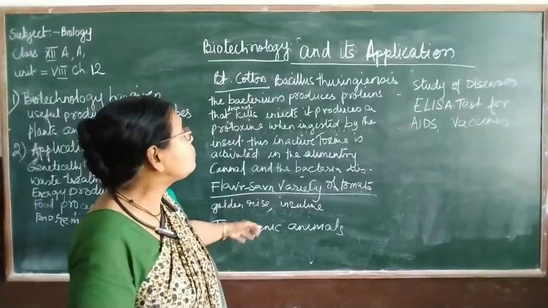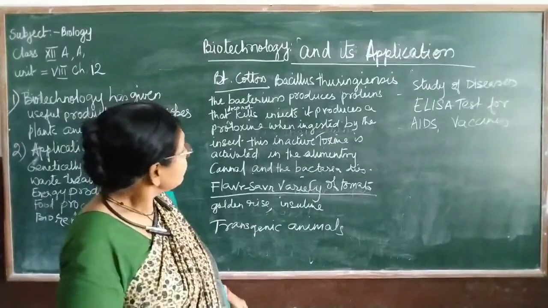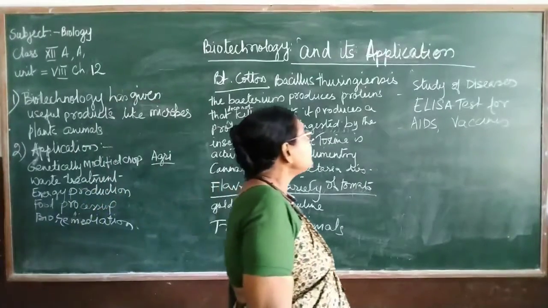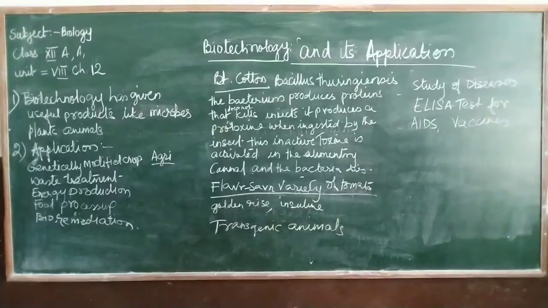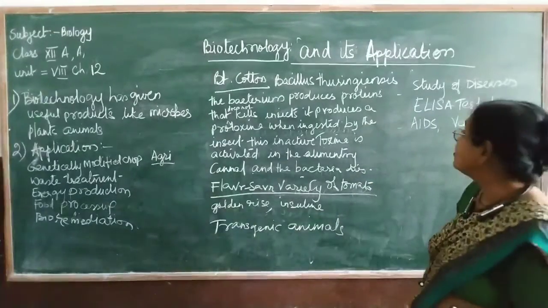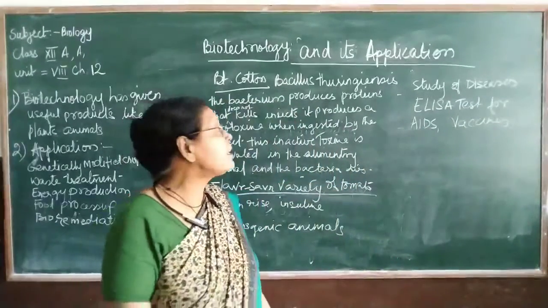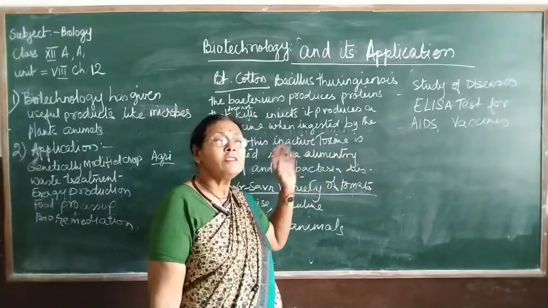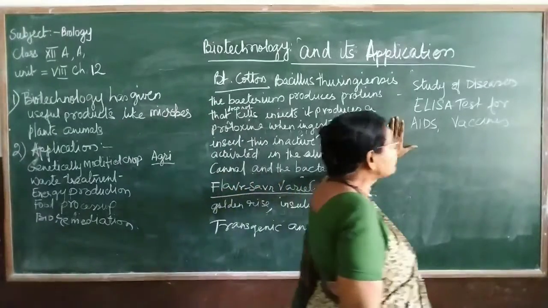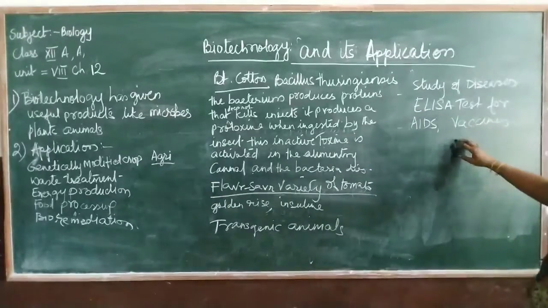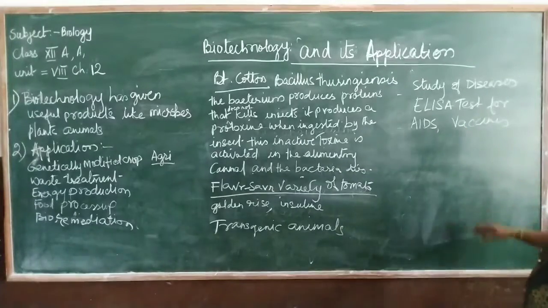So many varieties of animals are known as transgenic animals, which you will learn further. Then study of diseases. In the field of diseases, we have achieved too many things. Now we can easily find out the different medicines that can be used to cure diseases, dreadful diseases like AIDS, where the ELISA test is performed to find out that the person is suffering from a disease called AIDS, which is a dreadful disease.